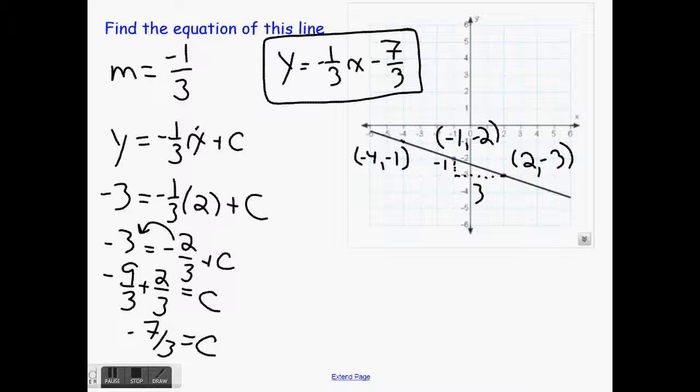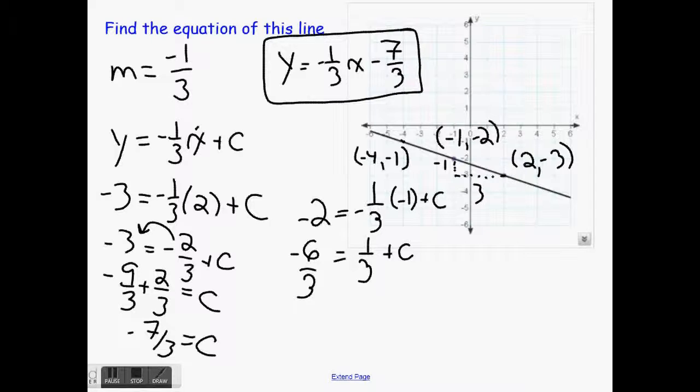Even easier. Lucky. So this times this is 1/3. I will change -2 to be -6/3. So -6/3 minus 1/3 equals c. So I'll write over here, c is equal to -7/3.